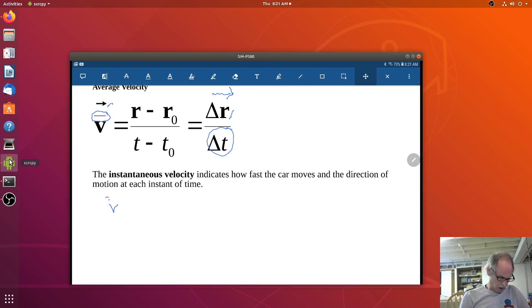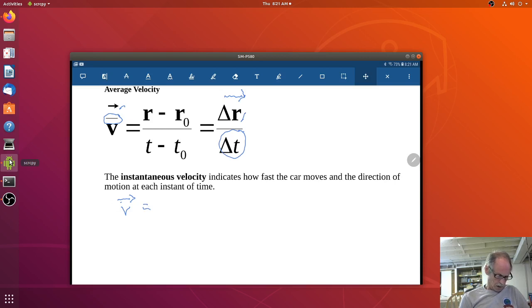We're going to define the instantaneous velocity. That is equal to delta r, which is a vector, divided by delta t as delta t gets very small. So the instantaneous velocity is just the average velocity over a very small time interval at that moment. That's our velocity at a particular moment. It has a magnitude and a direction. So the direction of motion is the direction of the velocity. That's the direction we're moving at a particular instant.